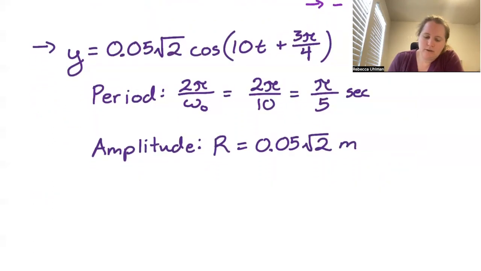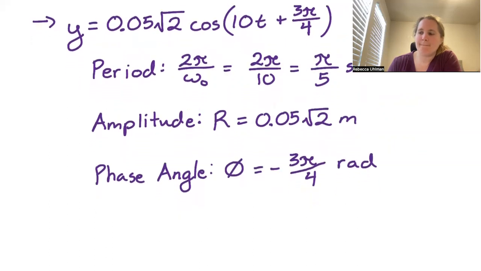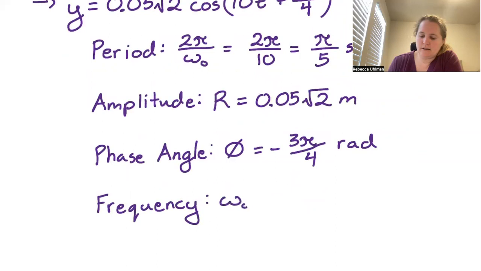Then our phase angle, this is phi, was negative 3 pi over 4. The units for that is radians. And then our frequency was omega naught, which is just 10. So we have 10 full cycles per second.